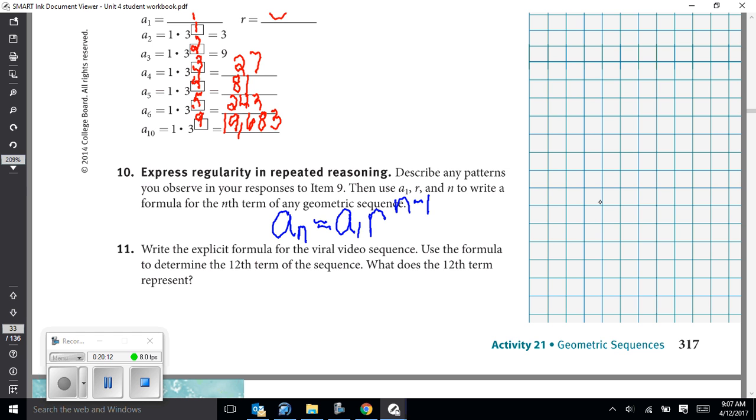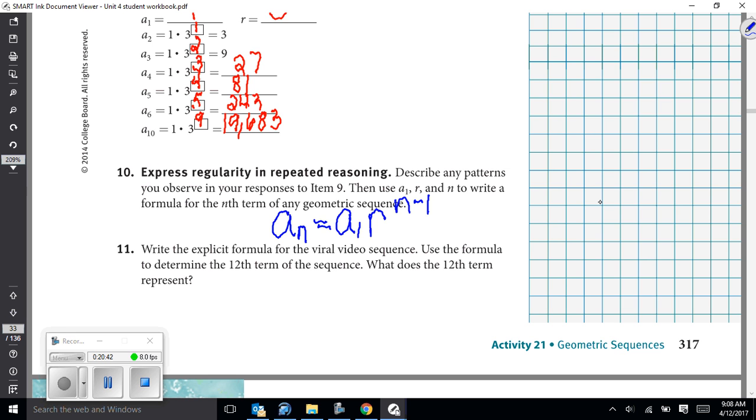Right, so now it says, write the explicit formula for the viral video sequence. Use the formula to determine the 12th term of the sequence. What does the 12th term represent? So if we're looking for the 12th term of this sequence, instead of finding the 11th and then the 12th, how can we use this just to find the 12th?